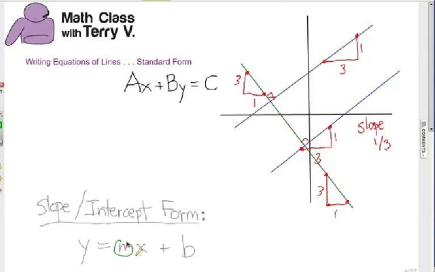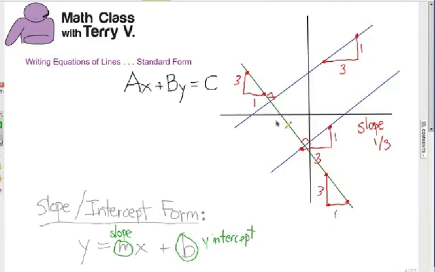In this case, the m represents the slope of the line, and the b value right there is usually some kind of a constant number, an integer, sometimes a fraction, and it represents the y-intercept.